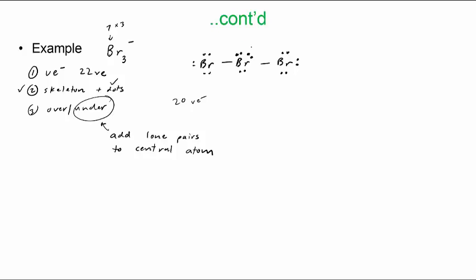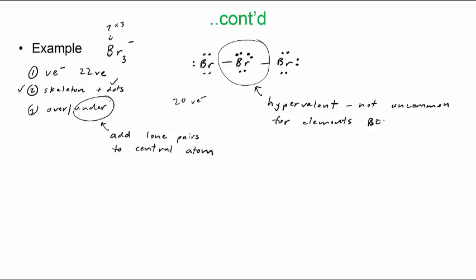So you'll notice that this is actually breaking the octet rule, and this is called hypervalent, which is actually allowed for, so it's not uncommon for elements below row 3, and it's hypothesized, and this is backed up by some experimental data. This is kind of new research actually, but it's hypothesized.